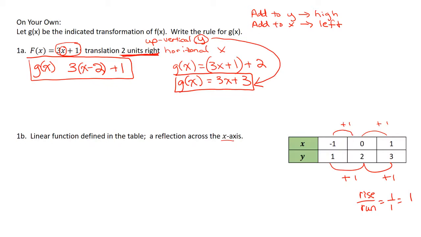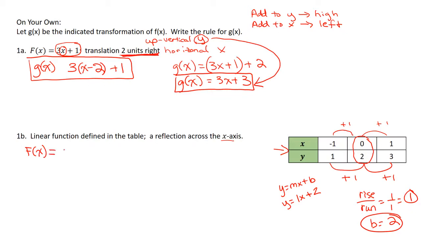All right, and remember, what is y when x is 0? That's our y-intercept. And in this case, y is 2. So b is going to be 2. So when we do y equals mx plus b, we can say y equals m, which is our slope, 1x plus b, which is our y-intercept, 2. All right, so f of x of this function right here is equal to x plus 2.